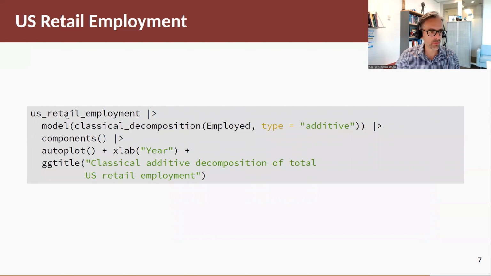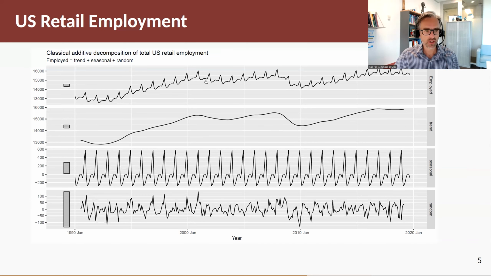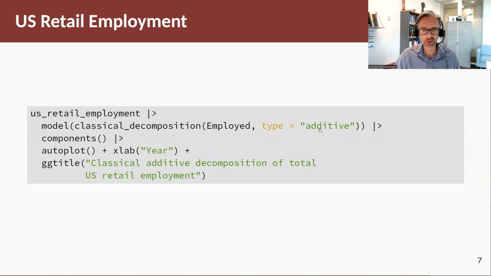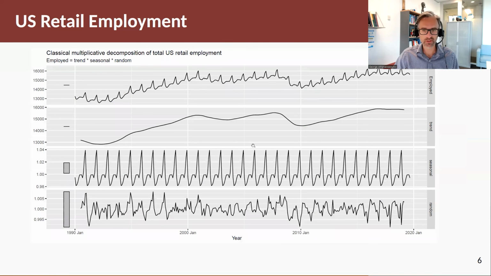How do we do that in R? Very simply, we use the model function. We tell it what decomposition we want to do, a classical decomposition. The data that we're going to use is the employed series out of the US retail tsibble. We tell it what type of decomposition we want, an additive decomposition. From there, we can extract the components and plot those, and that's how we get these graphs here. So that is the additive decomposition. If in this code I had a multiplicative type, then I would have gotten this graph.